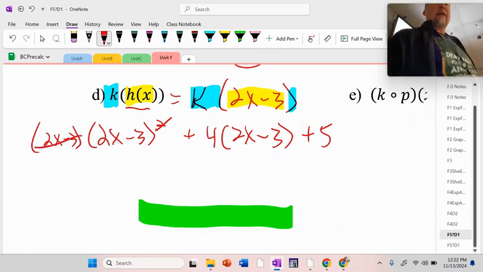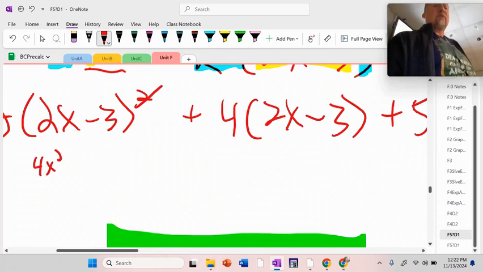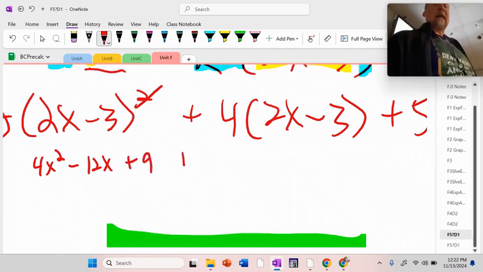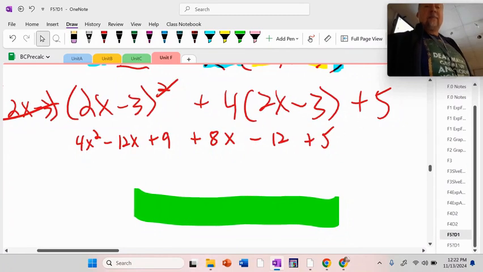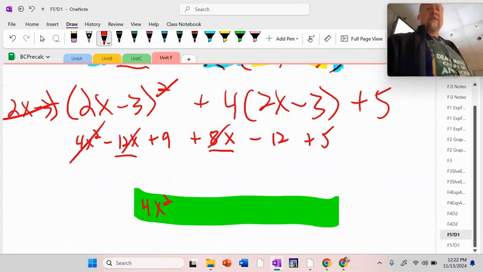But I don't. I just visualize that happening and say, all right, 2x times 2x is 4x squared. I know I do 2x times negative 3 twice, so that's negative 6x twice. And then I know I do negative 3 times negative 3, which is 9. And then this is 8x minus 12. Make sure I don't make any mistakes. Plus 5. And then to make sure this fits in the final answer, 4x squared. That's minus 4x. And then negative 3 plus 5 is 2 again.